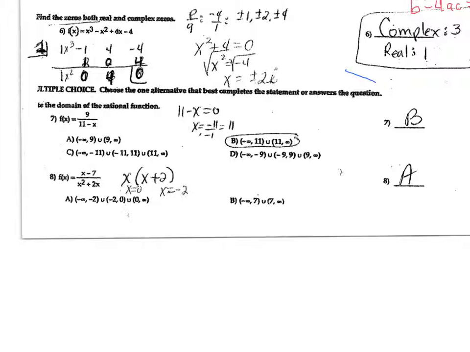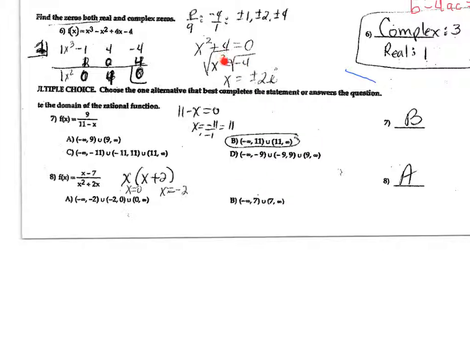Number 6 says find both real and complex. The complex we know is 3. So now what's going to be imaginary or real? Well, you get the P over Q, and when you start with the 1, you'll find out that 1 is a solution. So when you divide by 1, you're going to get 1, 0, and 4. Then this is just x squared plus 4 equal to 0.